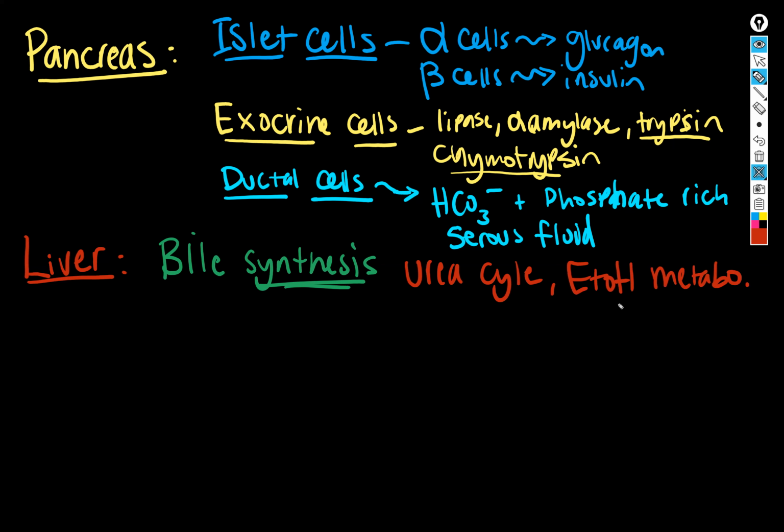ETOH is ethanol metabolism. So when you imbibe alcohol, which is ethanol, it needs to be processed to make it less toxic. And so your liver does that. And interestingly, the reason that alcohol is toxic is because it creates free radicals, which are little compounds that have an unpaired electron, and they really hate unpairedness.